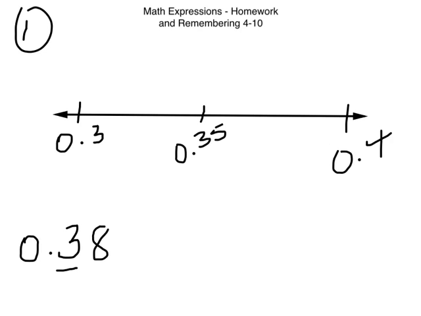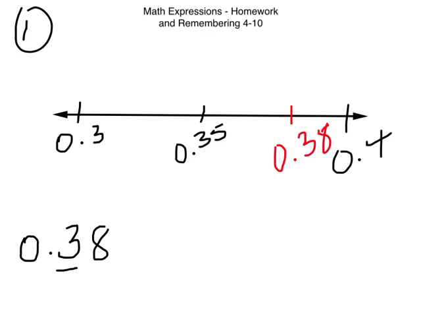Now, where would 38 hundredths be on this number line? I try to get the students to think of this. If the center is the 35 hundredths mark, the halfway point between 3/10 and 4/10, or 30 hundredths and 40 hundredths, where would 38 hundredths go? And I hope you're thinking that, well, let's say 35 is here, 36, 37, 38, somewhere around here is 38 hundredths. Okay?